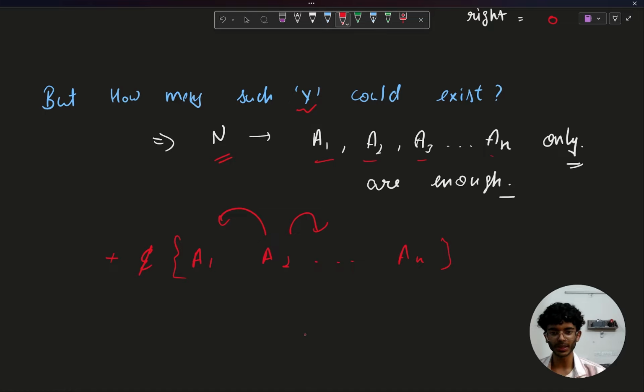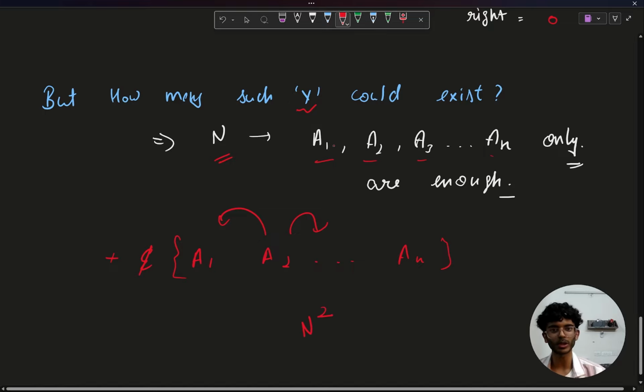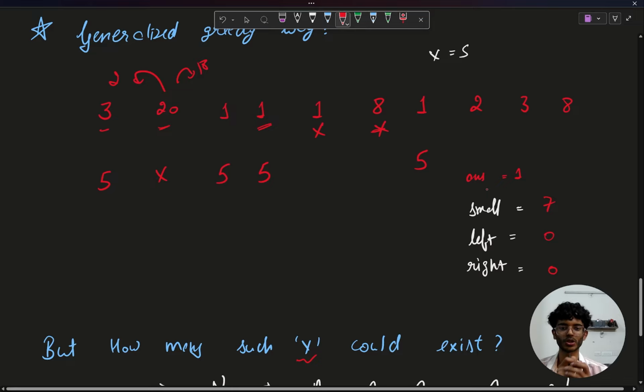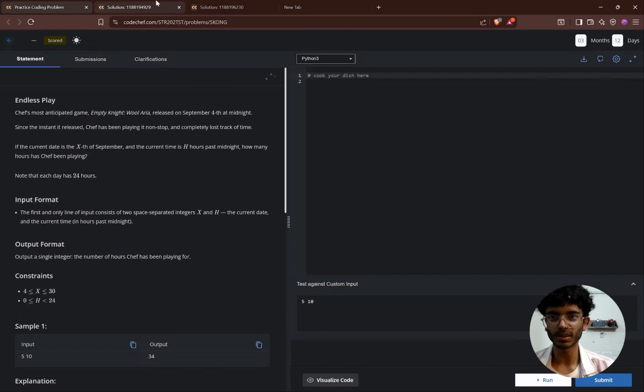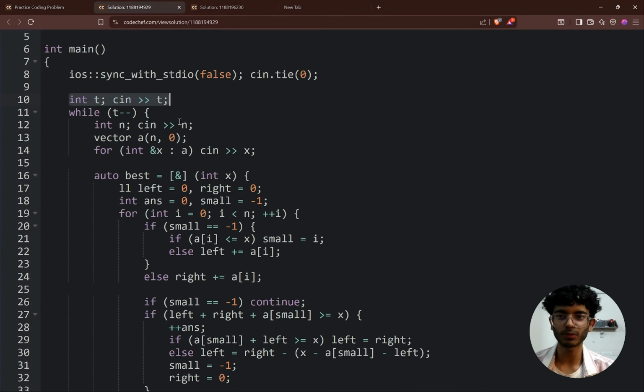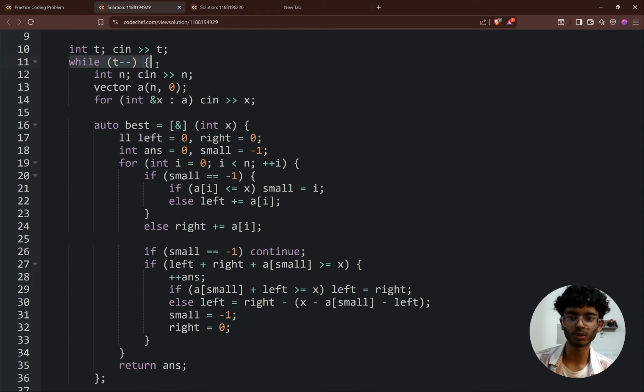The time complexity would be O of n square because for each of these candidates, we are running this O of n greedy approach, and that's it. Now let us see the code in C++ first. So we'll begin by taking the input of all the test cases. We'll run a loop for each test case.